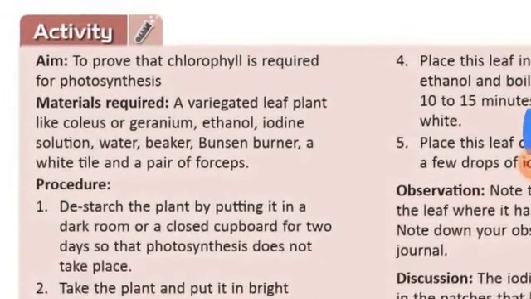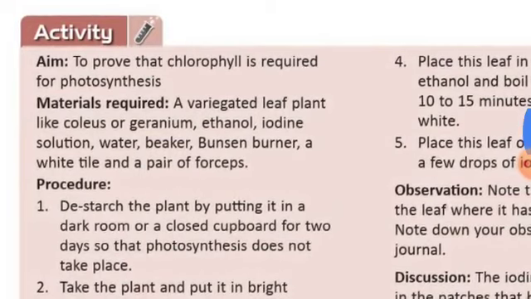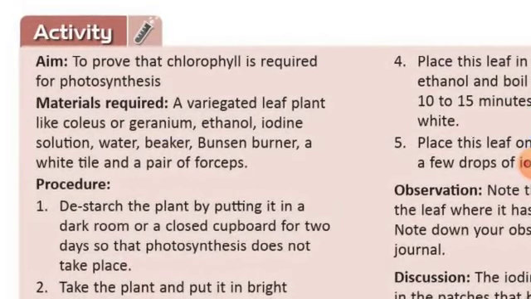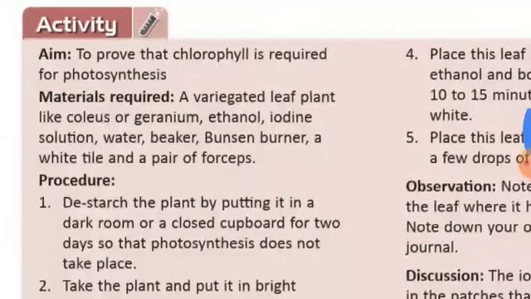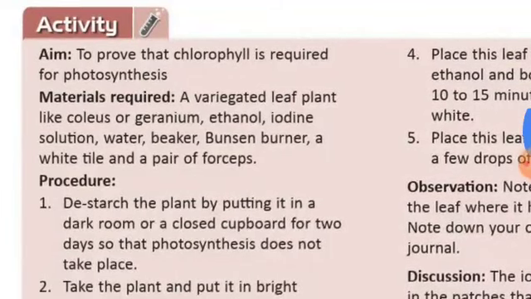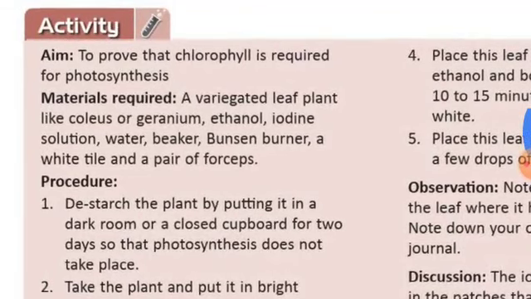Then we will take ethanol, that is the alcohol or ethyl alcohol which is found in wine and beer. Then we will take the iodine solution. Iodine solution is made by mixing iodine in water. Iodine solution is used to show the presence of starch. Then we will take some water.